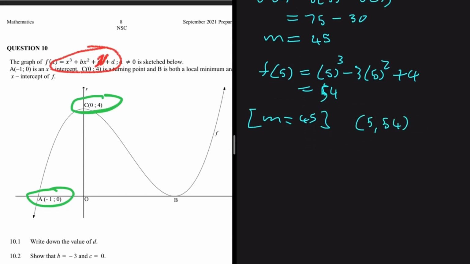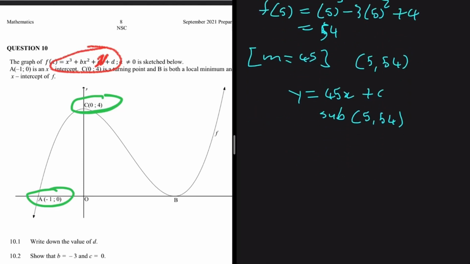So now we can go ahead and try to find the equation of our tangent. So we're going to say y is equal to mx plus c. m is 45, right? x plus c. So let's sub in this point, 5 and 54.